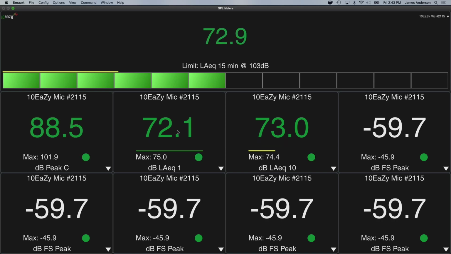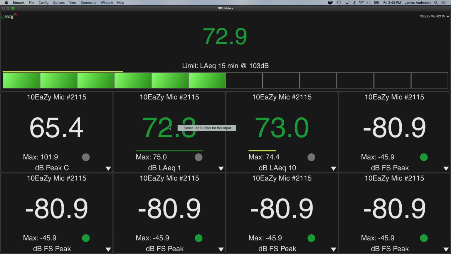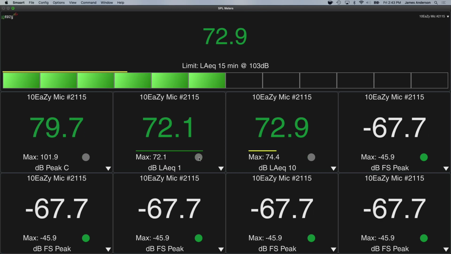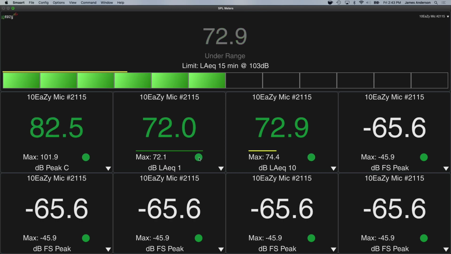we can reset the LEQ buffers if we need to by right-clicking on the input, and we can clear the max values by selecting the button here that'll reset the max value for that input.